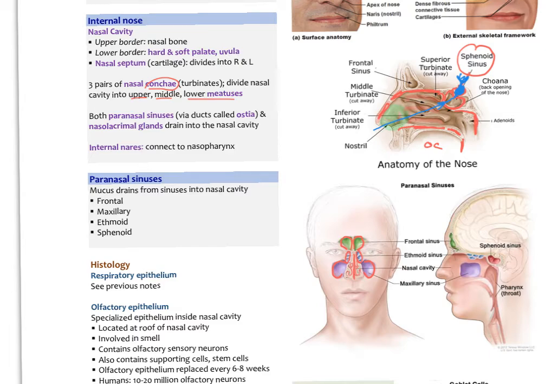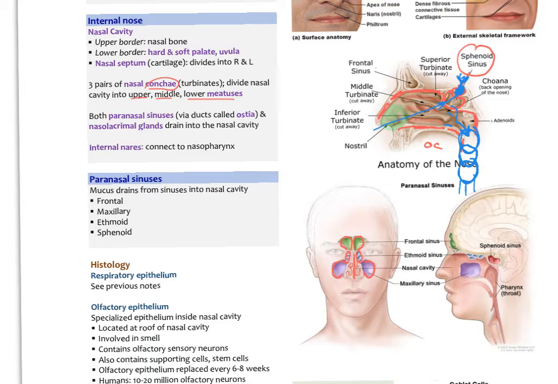Then we have the internal nares, and they connect these 3 meatuses with the top of the throat, and that is called the nasopharynx, and that's going to be the top of the throat. The part of the throat right behind the oral cavity is the oropharynx. Then we have the laryngeal pharynx underneath that, going into the larynx, the vocal cords, and the opening either to the esophagus or the trachea down here.